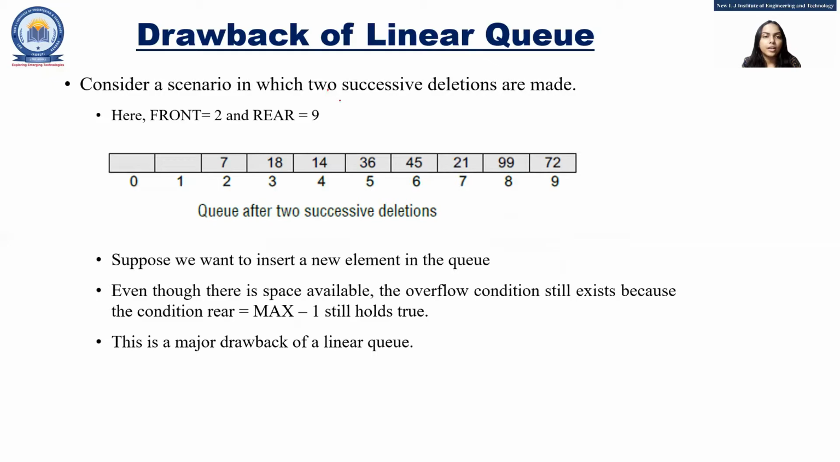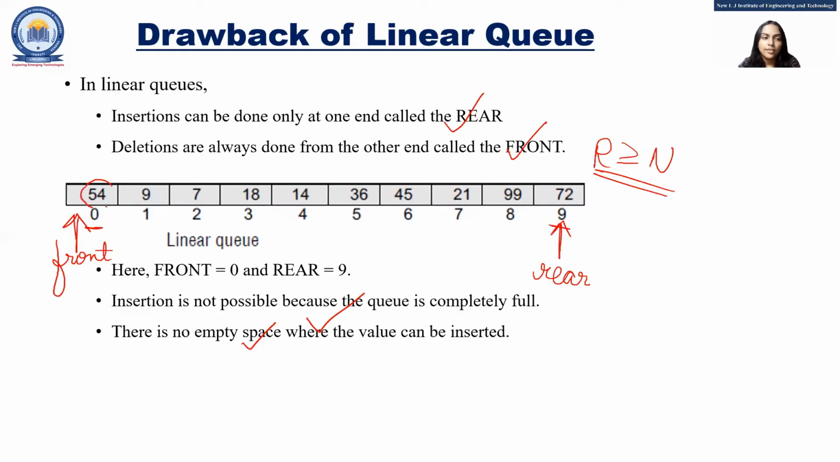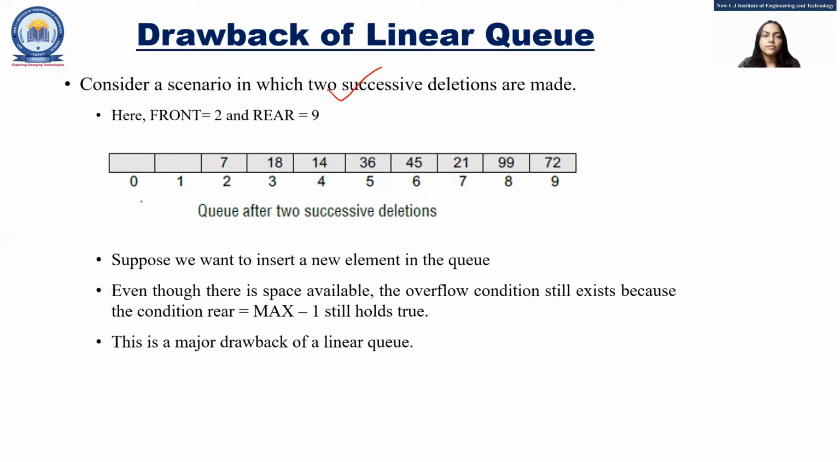Suppose there are two successive deletions. When we delete, this element is deleted and front is incremented. Again, this element is deleted and front is incremented. So after two successive deletions, front will be pointing at the second index and rear is pointing at the 9th index. Now, there are two empty spaces left. But if we want to insert a new element in the queue, it will still show r greater than or equal to n, and that is queue overflow, right?